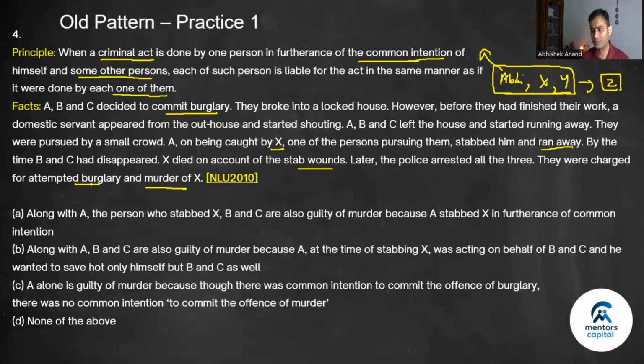They had common intention of burglary. Did they have common intention of murder of X? No. A committed it out of his own volition, out of his own will. So A is liable for murder of X, B and C are not, but all three of them are guilty of attempted burglary because they had common intention for that. So the answer would be C. A alone is guilty of murder because there was no common intention. Right? Please restrict yourself to the principle given. You don't have to go outside of it. Okay? Keep yourself to the principle only. All right.